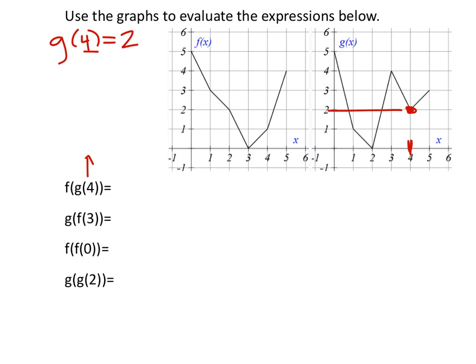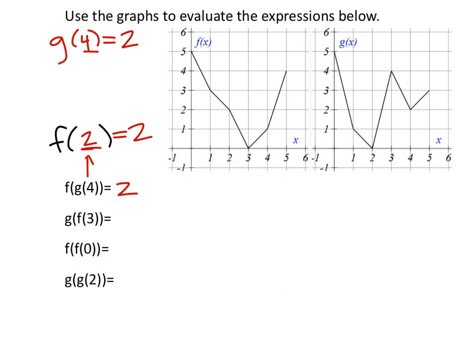So in actuality, for the whole thing, it'd be f of g of 4, but g of 4 is 2. So now I'm looking on the f of x graph, which is this one on the left, and I'm looking for the x value that is 2, which is right here. And its corresponding f of x value is 2. You could say corresponding y value. It's up to you guys. That's a 2 right there. So f of g of 4 is 2.